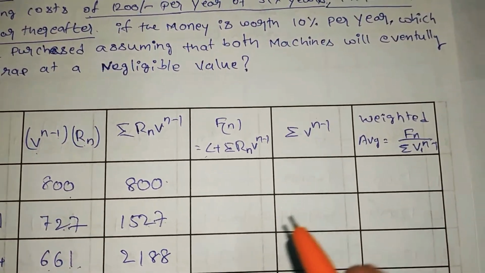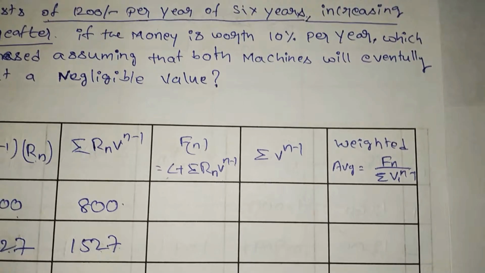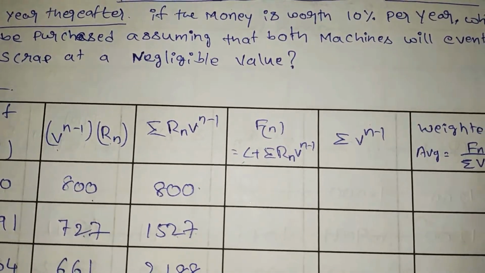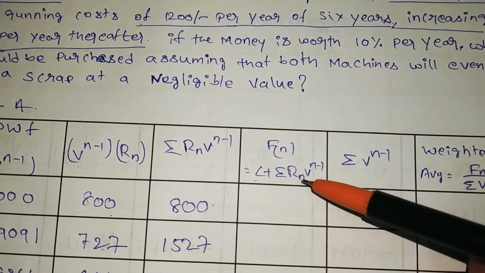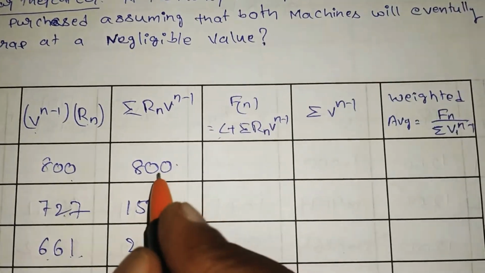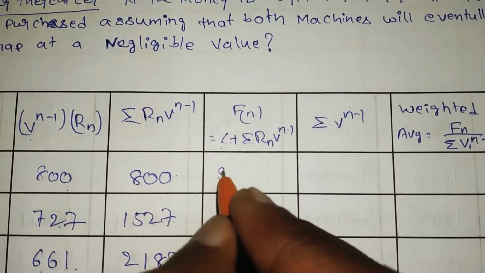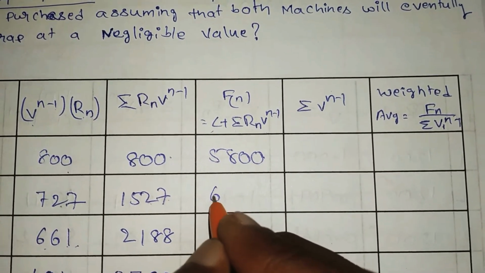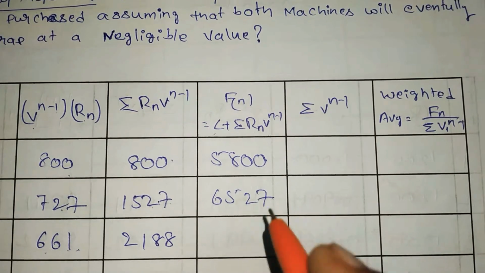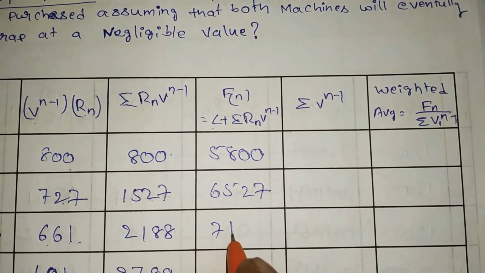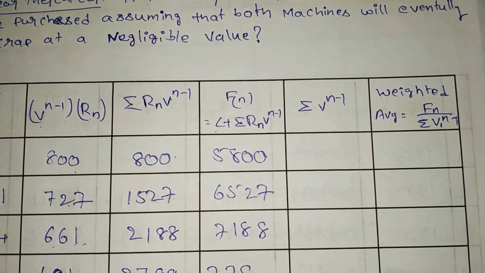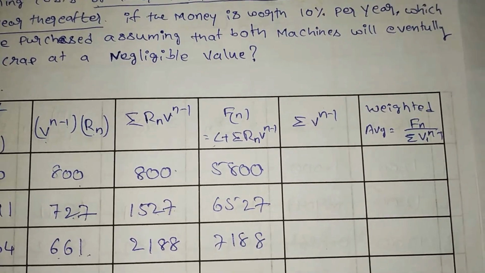Functional cost. Now we are going to find the functional cost. The cost of machine A is 5000 plus the summation of Rn V power n minus 1. 5000 plus 800 is 5800. 5000 plus this one is 6527. 5000 plus this one is 7188. Similarly 7789 for the 5th year.